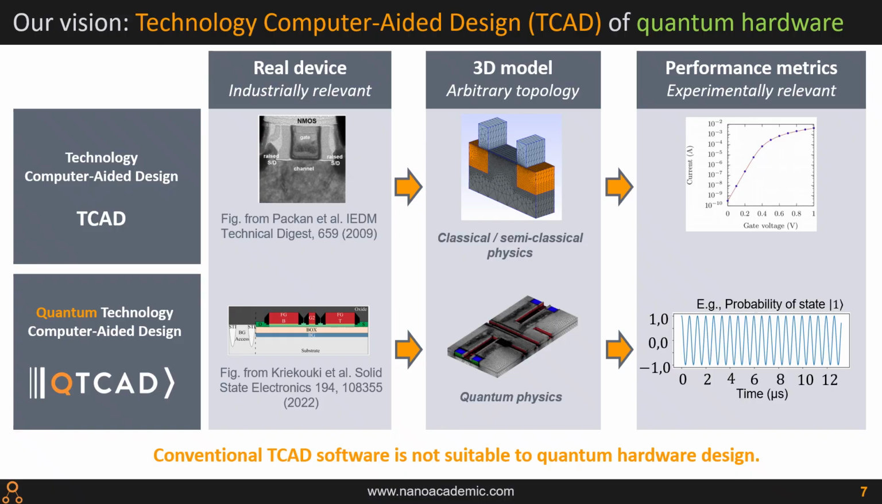For example, for transistors, this is very often current-voltage characteristics. In quantum technology computer-aided design, the basic idea is the same. We start from a real device that is industrially relevant, here an FDSOI structure from STMicroelectronics, create a 3D model of the structure, mesh it, but now solve deeper quantum physics models to calculate figures of merit that matter to quantum technology experts. And the key idea is that those figures of merit are much more quantum mechanical in nature.